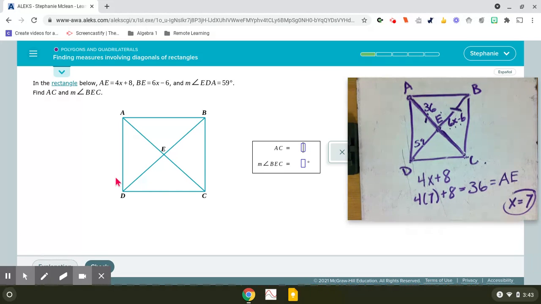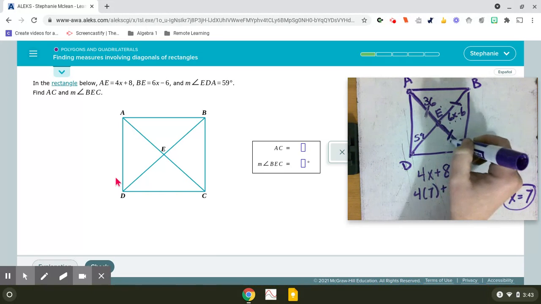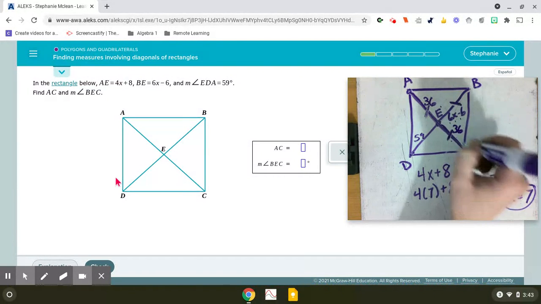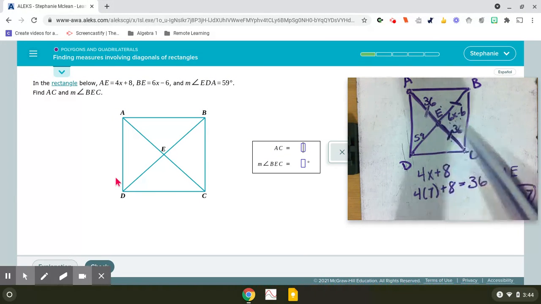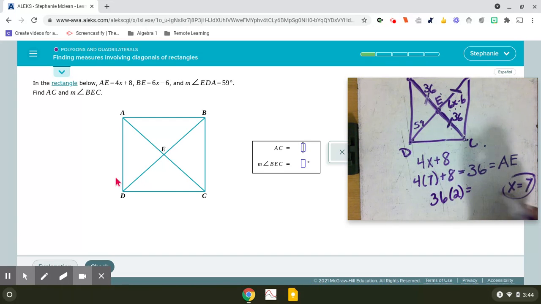We know that the diagonals bisect each other, which means that they divide them into two equal segments. So this bottom one is also 36. To find AC, we're just going to add those together or multiply 36 by 2. So 36 times 2 is 72. So AC equals 72.